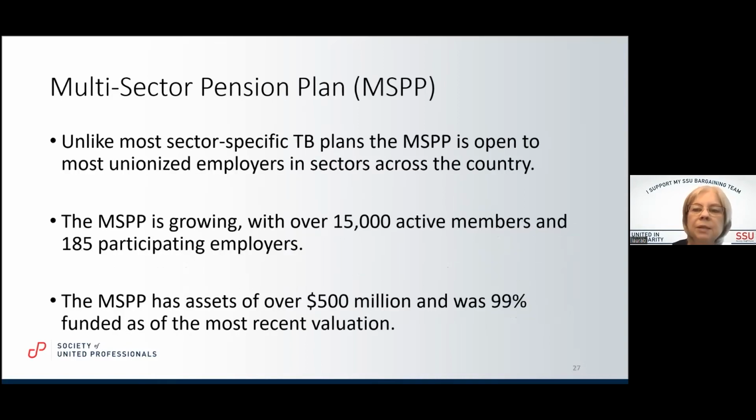The multi-sector pension plan is a union-sponsored fund. The trustees are appointed by two large unions, CUPE and the SEIU. Unlike most sector-specific target plans, which are often for the entertainment sector or construction, the MSPP is actually open to most unionized employers across the country. It's growing. It has 15,000 members, 185 participating employers, assets of over $500 million, and it's well funded at 99%.